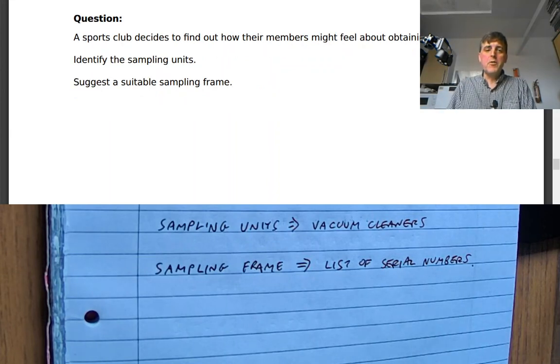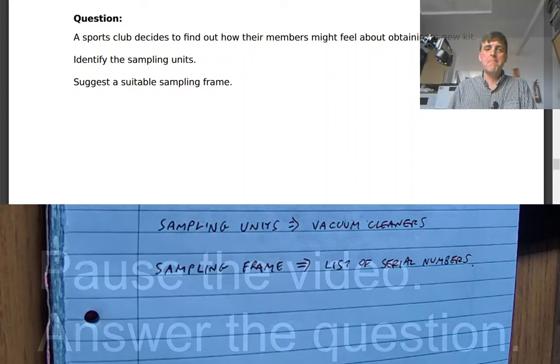Okay, quick question for you to have a go at here. Here's another situation. I'd like you to identify the sampling units and the sampling frame.